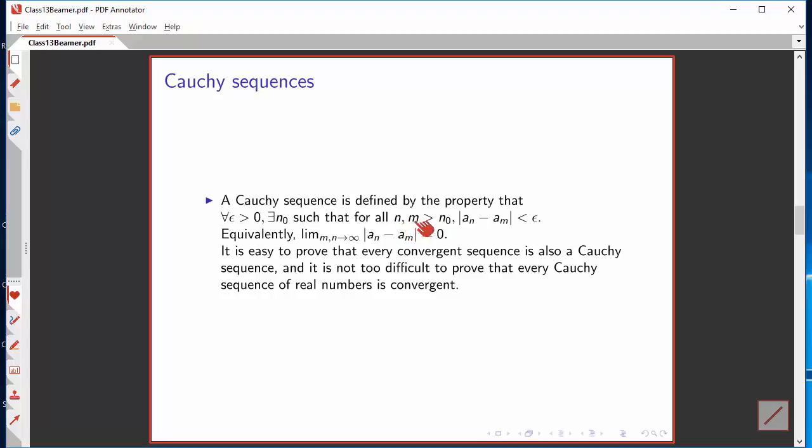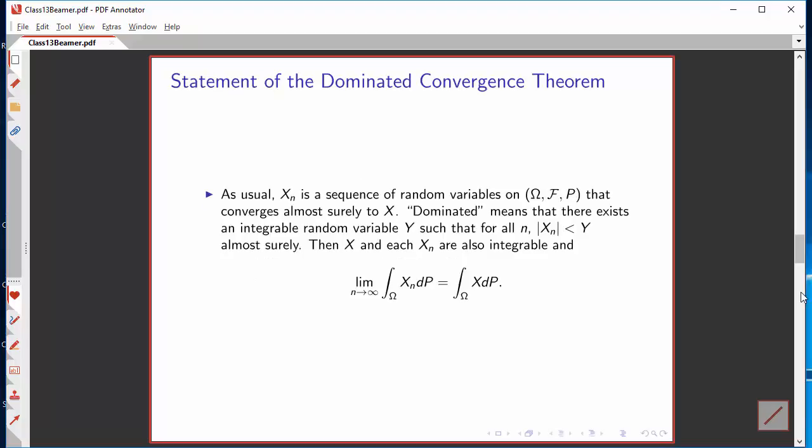with the property that if we go beyond the n0 term to get two different terms, a_n and a_m, the absolute value of their difference is less than epsilon. Or you can say, as I let m and n both go to infinity, the absolute value of the difference between the values of two terms goes to 0. It's very easy to prove that every convergent sequence is Cauchy, and it's not hard in the case of real numbers. You have to use the Bolzano-Weierstrass theorem to prove that a Cauchy sequence of real numbers is convergent.